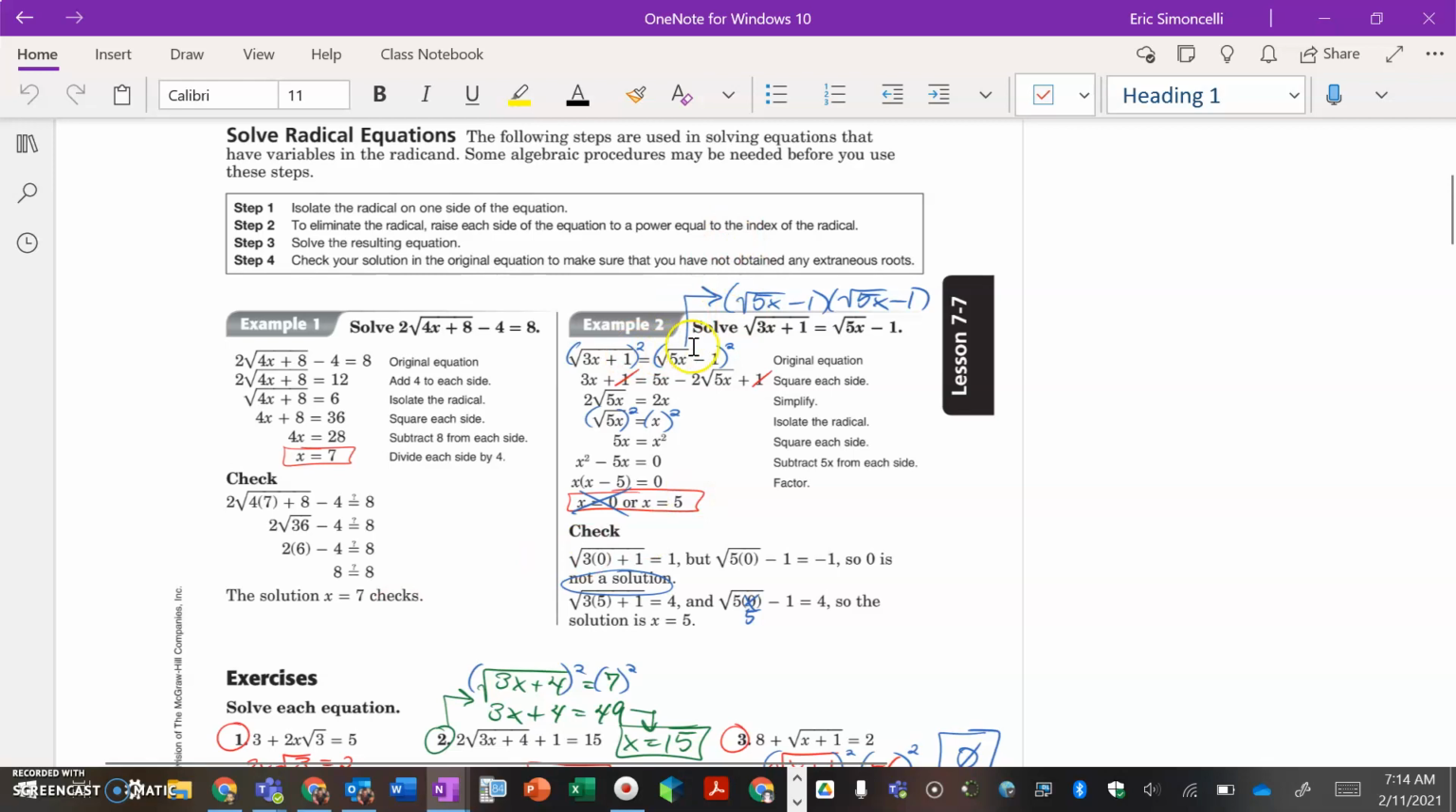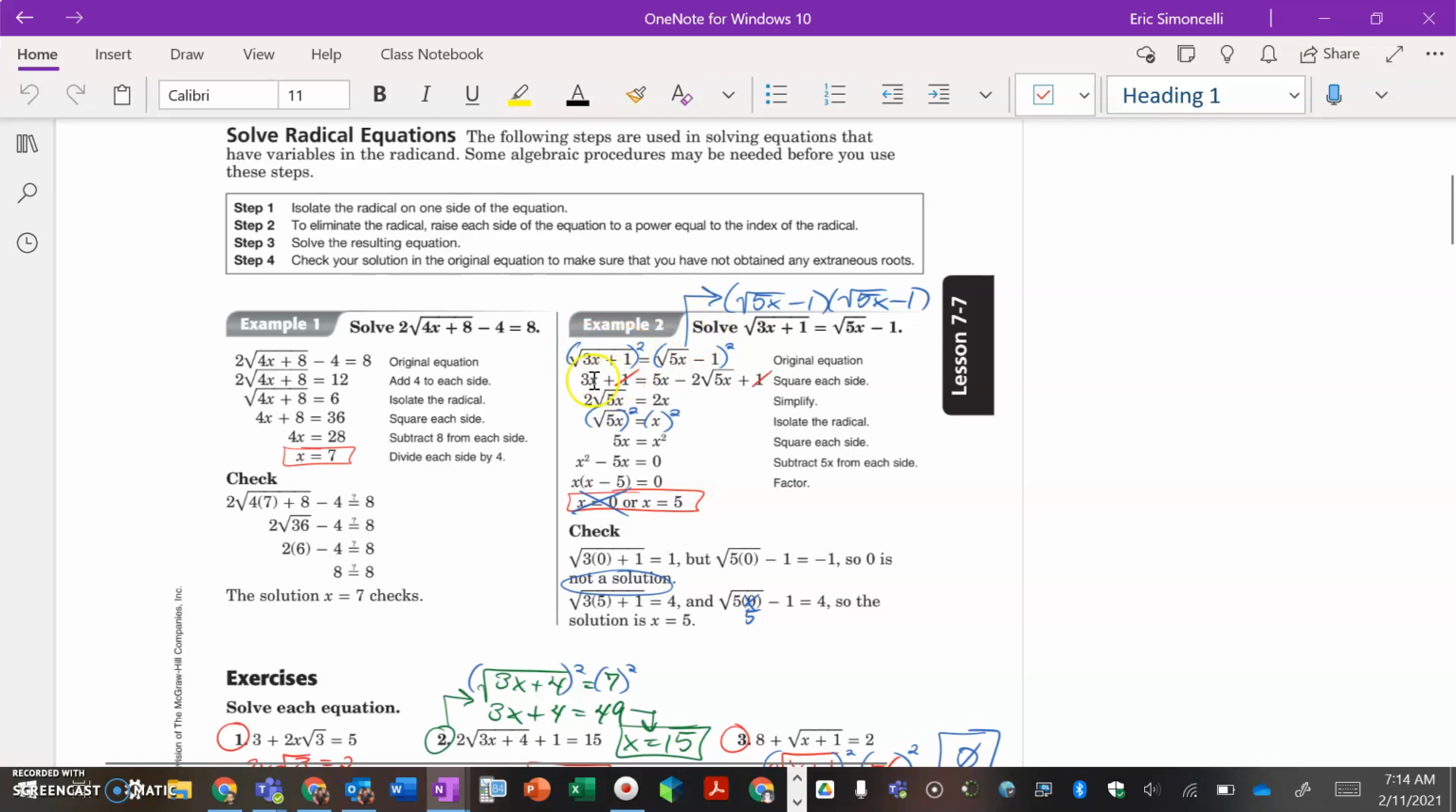Example 2. Solve the square root of 3x plus 1 equals the square root of 5x, and then minus 1 outside that root. Right away, step 1 is already technically done for you. So we're going to jump to step 2. You're going to square both sides. Now it's going to be a little bit different, where if you square this, you're going to have technically some foiling to do, but that's nonetheless necessary.